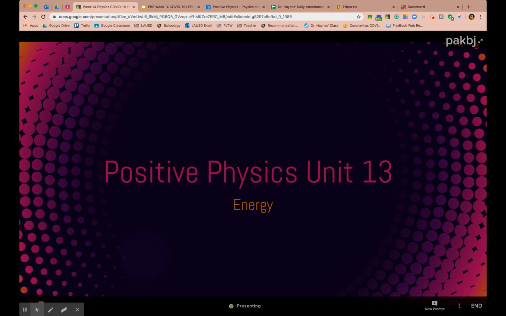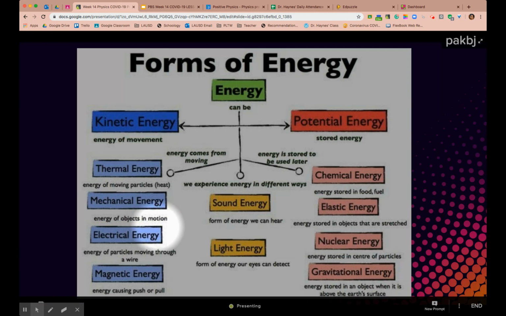So we're in Positive Physics Unit 13, Energy. We'll be using that website. We'll use some others as well, but I really like this one because it gives you immediate feedback to help you. So we've learned about forms of energy, which is what that video was about. And we learned that energy can be converted from kinetic types of energy, which is in blue over here, to potential types of energy, and even energies that are neither kinetic nor potential, but we can still experience them, like sound and light energy.